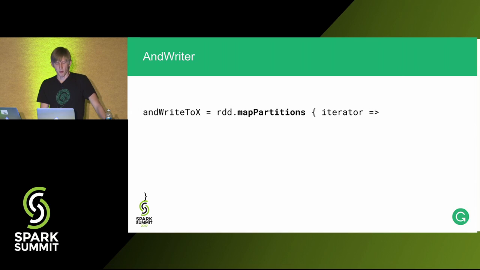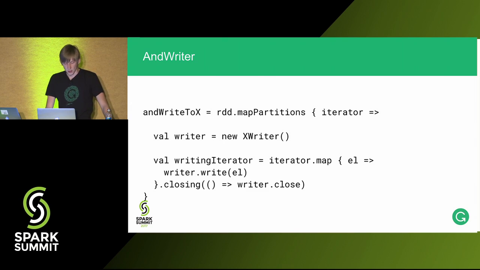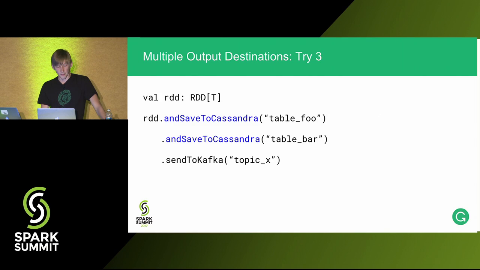And what we did is we came up with this end writer approach, which instead of for each partition would do map partitions, and would create this same writer, and instead of doing for each on the iterator, would do map and write each element there. We would have to do some tricks to close this writer once the iterator is done. So with this approach, we were able to achieve our goal.